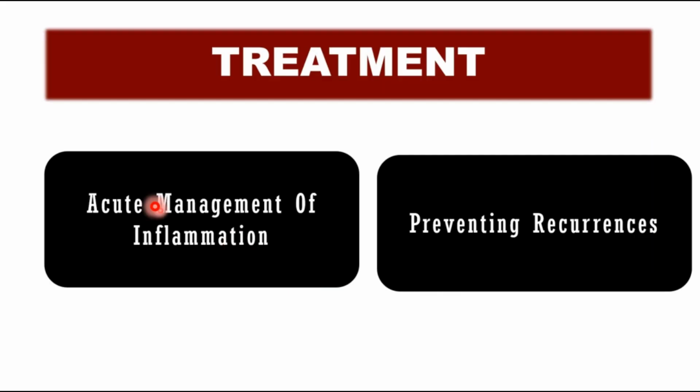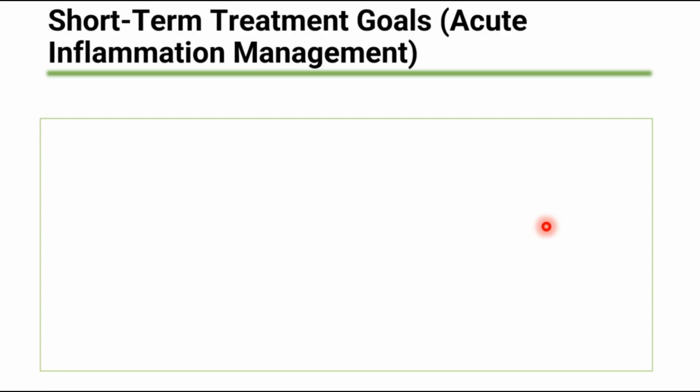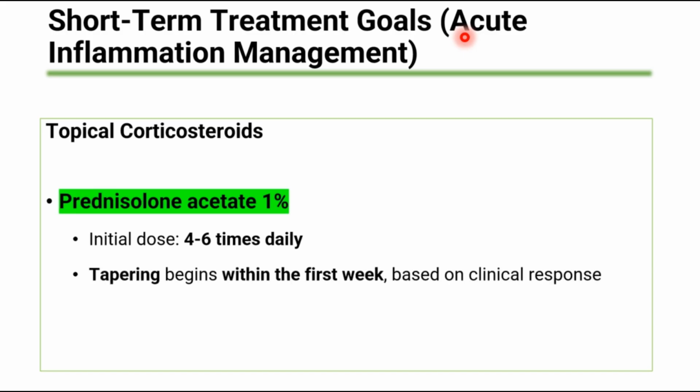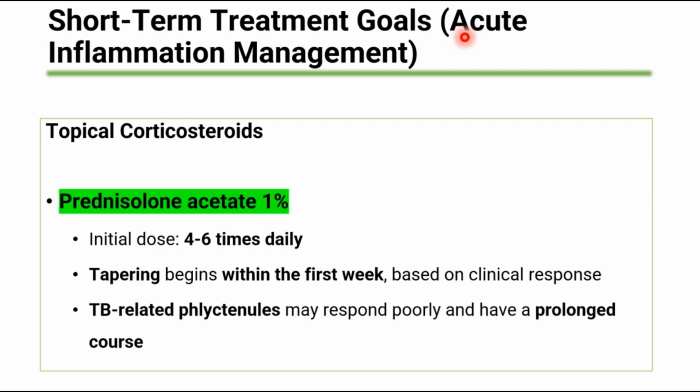The main aim of treatment is number one, the acute management of inflammation, and number two, preventing the recurrences. So first we'll talk about the short-term treatment goal, which is acute management of inflammation. Here, topical corticosteroids could be used. You can use prednisolone acetate 1%. Initial dose would be 4 to 6 times per day, and then tapering will begin within the first week based on the clinical response. Now, the TB related phlyctenules basically respond poorly and have a prolonged course.